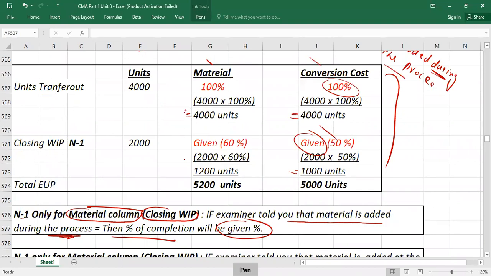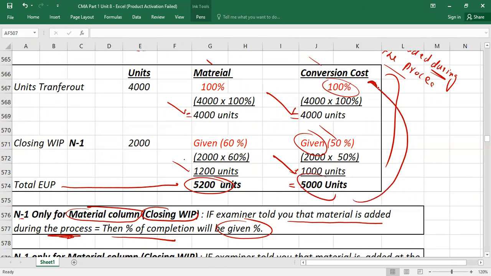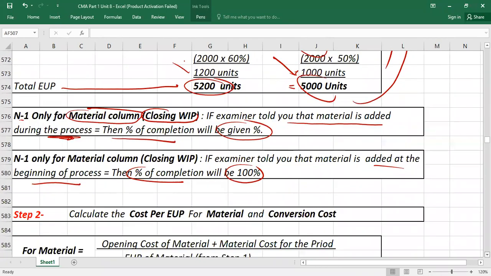I'll take these 4,000 units for material plus this 1,200 units for material column. So I will add, these are called equivalent units for what? Material column. Understood? If I take this 4,000 plus this 1,000, it will give you how much? 5,000. So these are 5,000 equivalent units for conversion cost. This is step number one. Understood? Now step number two we are doing.